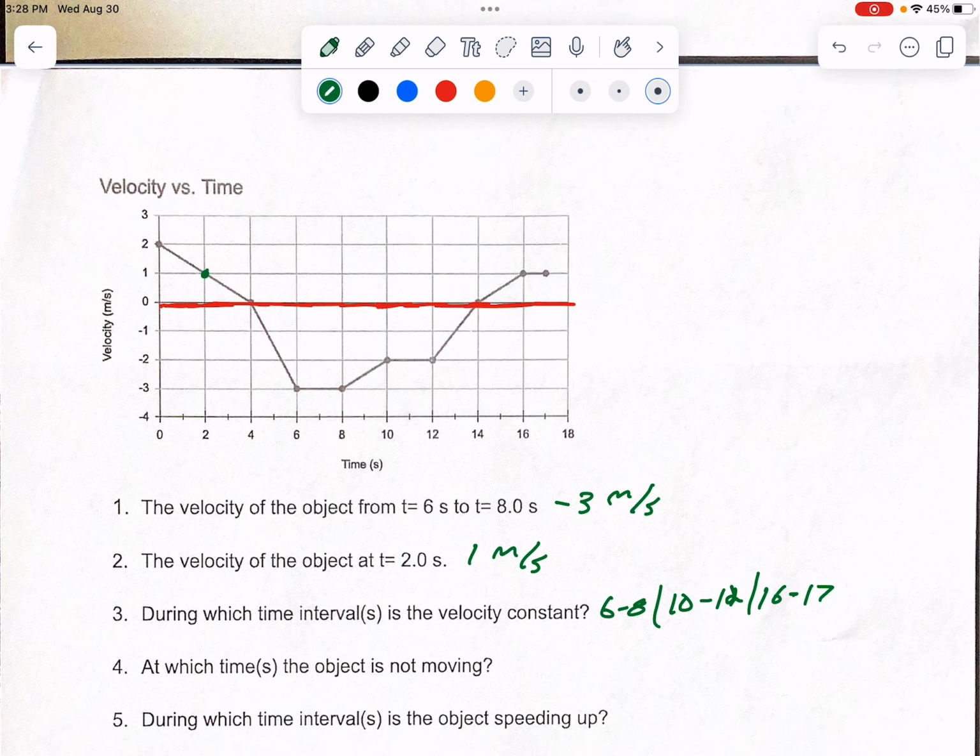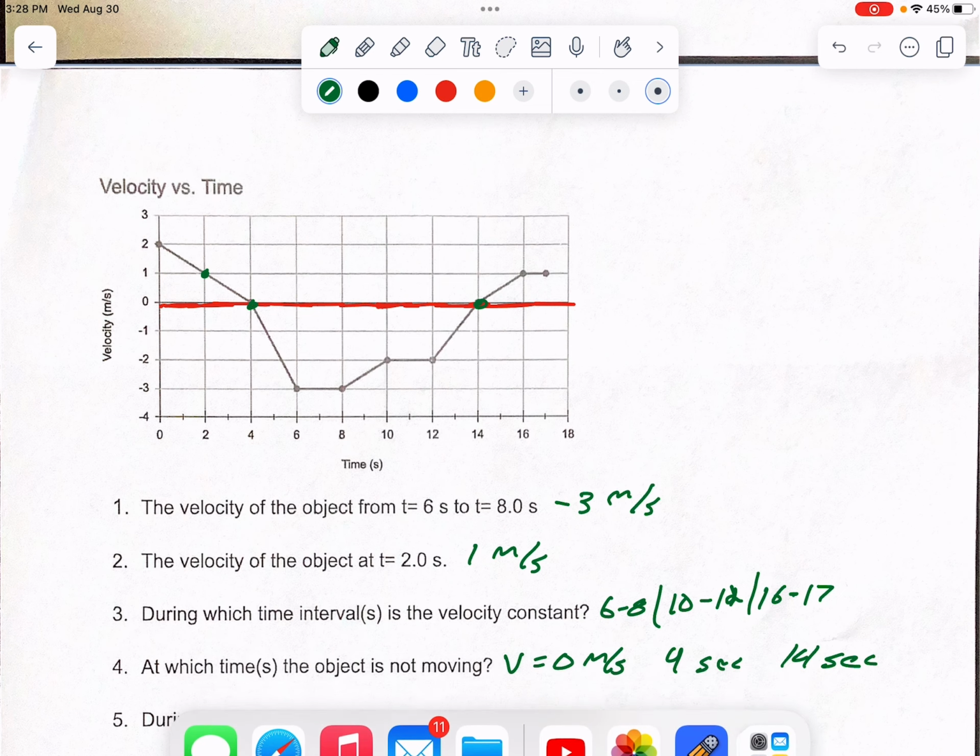What times is the object not moving? Not moving means velocity equals 0. So you're going to look, when do you cross the x-axis, or when do you touch the x-axis? That's going to be at 4 seconds and at 14 seconds. Okay, so 4 seconds and 14 seconds, that is when you have 0 velocity.